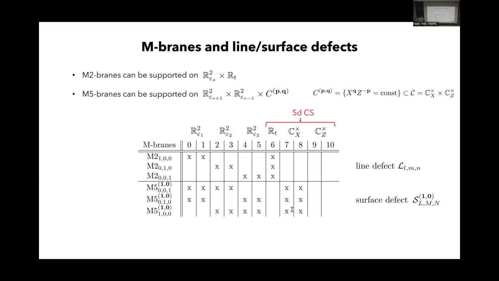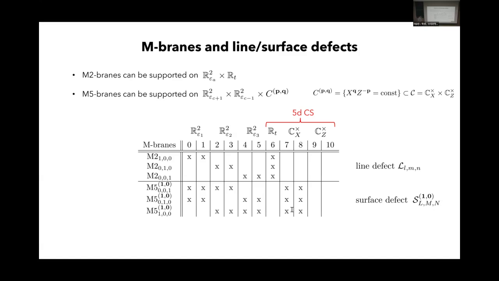In the most generic case, I can bring L amount of the first kind, M amount of the second kind, N amount of the third kind. Their orientations are different in these R2 factors. So let's say I have L, M, and N amount of them and just superpose one on the other in the R_T direction, then I will have a line defect that's labeled by L, M, N. So that's the line defect LMN.